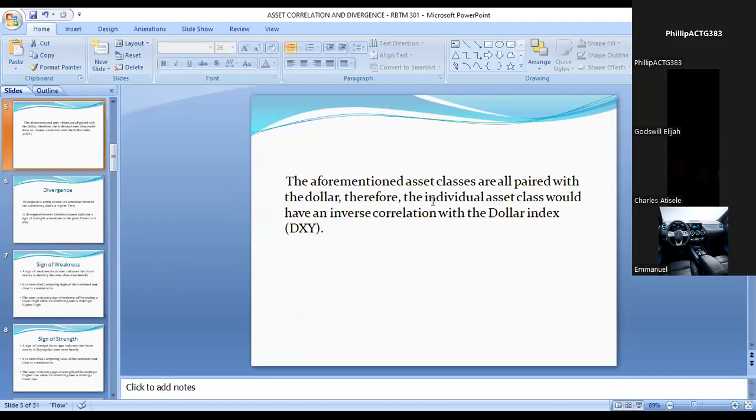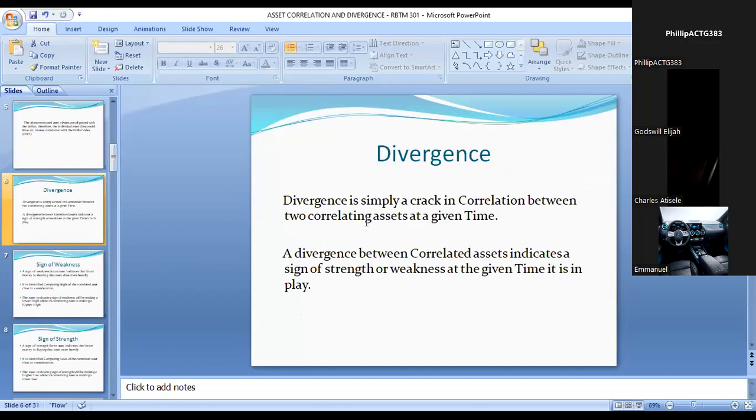Okay, thank you for the responses. Now, the name given to a situation where two asset classes that are supposed to be moving together now have a crack in that correlation, meaning that at a particular point in time, the Euro-USD is buying, and we expect the GBP-USD to also be buying. And then all of a sudden, we discover that both of them are moving in different directions. What we have in such a situation is what is called divergence. When two correlated asset classes that are supposed to be moving together suddenly have a direction change.